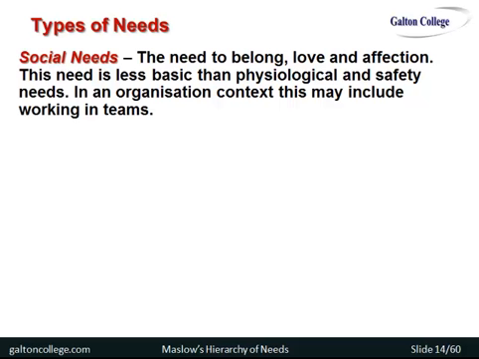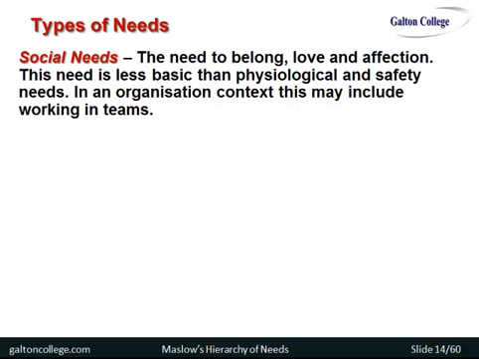There are also social needs. As humans, we want to belong. We have this need for, as Maslow called it, love and affection. This need is less basic than physiological and safety needs. In an organizational context, it may include working in teams. It may involve simply contact with other employees. It may be the opportunity to sit with colleagues during break times from work and talk to them about their lives and about their interests, and it's social contact.